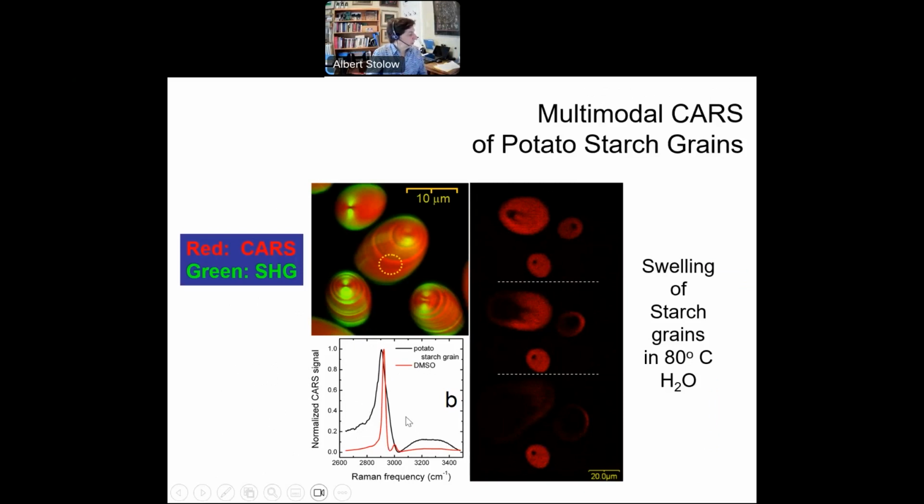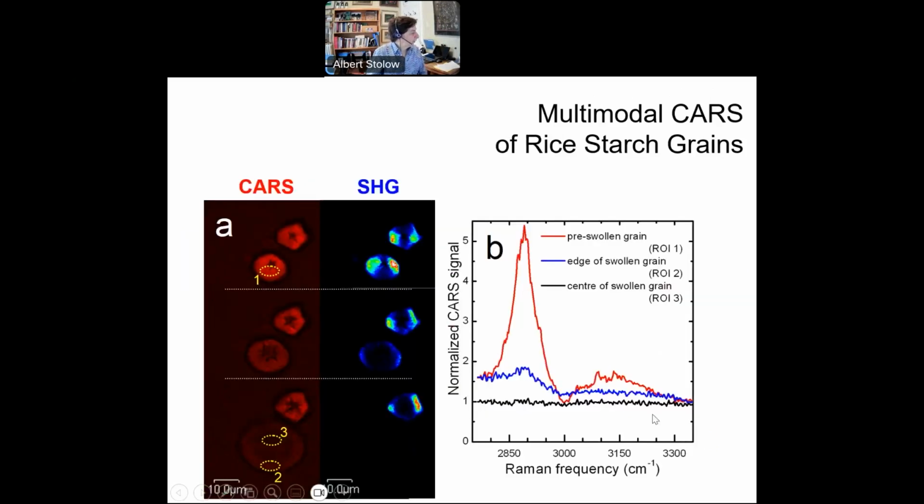This is the Raman spectrum, the CARS spectrum of the potato starch grain compared to a molecule, DMSO. So we can make movies of these things, and as I told you, it's a multimodal movie. In fact, we can do a CARS image and a second harmonic image at the same time. And what you can see is that the second harmonic image decays more quickly. What does that tell you?